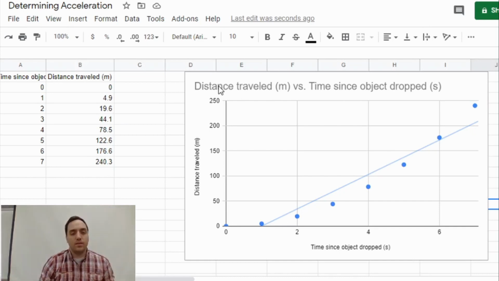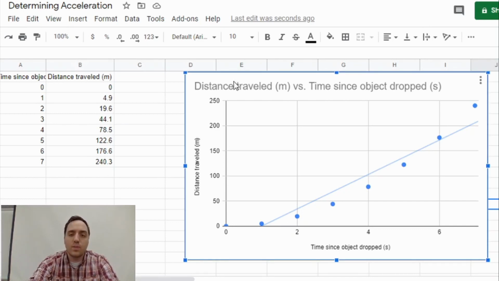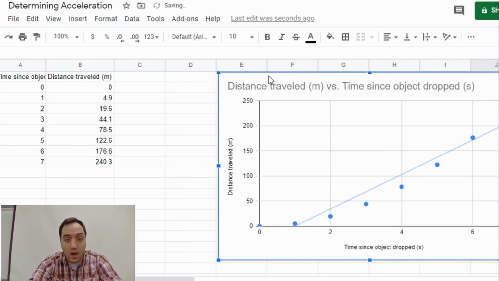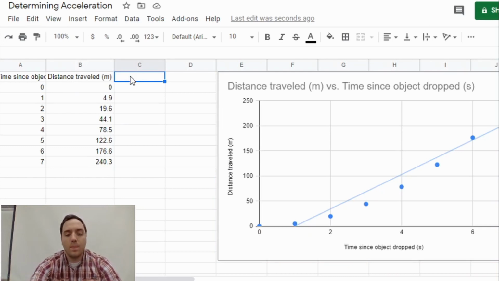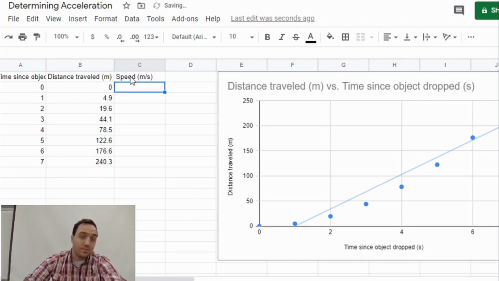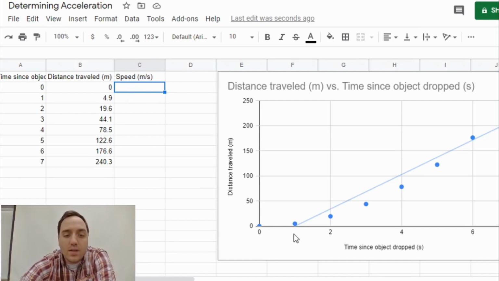So let's go ahead and take a look at this and find the acceleration. The easiest way to do this is to find our velocities first, or in this case, since we're talking distance, our speeds. Speed is measured in meters per second. And while we can't get the exact speed at any given point, what we can do is say, okay, if we just look at these two points, I can find the slope between these two points, and that'll be the speed. It won't be a perfect fit, but it'll be a good enough fit for me to get some numbers.